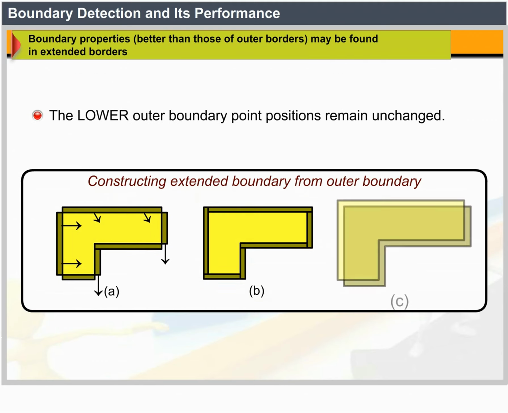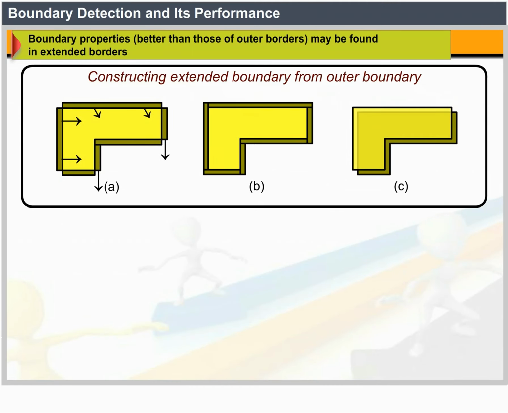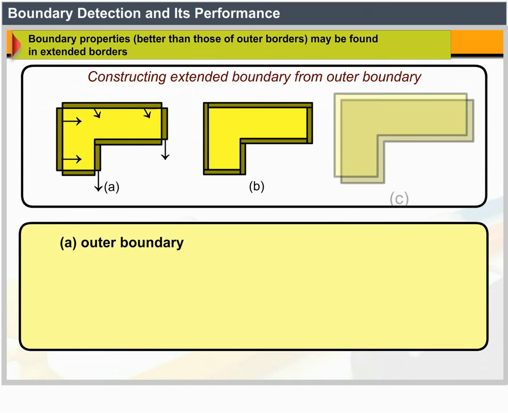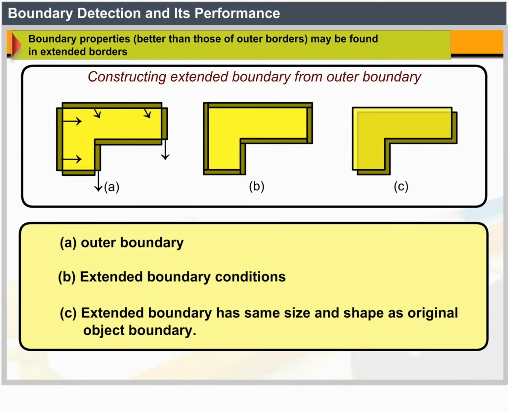The figure shows the construction of the extended boundary from the outer boundary. A. Outer boundary. B. Extended boundary conditions. C. Extended boundary has the same size and shape as the original object boundary.